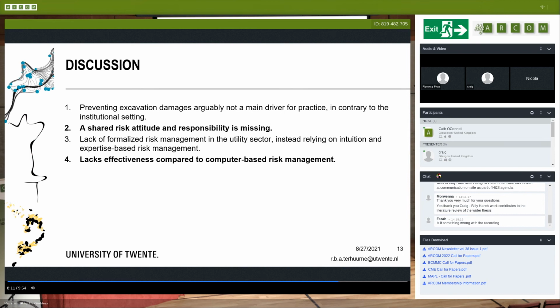Arriving at the discussion, I could say that this study has shown to date that prevention of excavation damages does not seem to be the main driver for practice. We could say that a shift in risk attitude by practice is likely required first before the utility sector could see a real decline in the number of excavation damages. Also, the utility sector is lagging in terms of the use of computer-based risk management tools, instead relying on intuition and expertise-based risk management. Yet in the current day and age, this way of managing the risk to excavation damage is arguably not effective enough anymore when we compare those outcomes with the outcomes of the computer-based risk management tool.